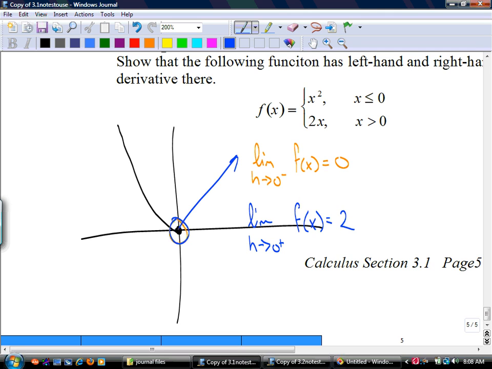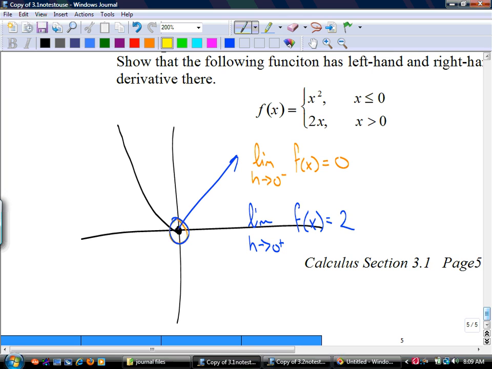But it doesn't have a derivative. The derivative doesn't exist there. Try and draw a tangent line there. Try and draw a line that just touches that point and represents the slope of the curve at that point. Can you do it? But you can't, because the slope is changing from 0 to 2 instantaneously.